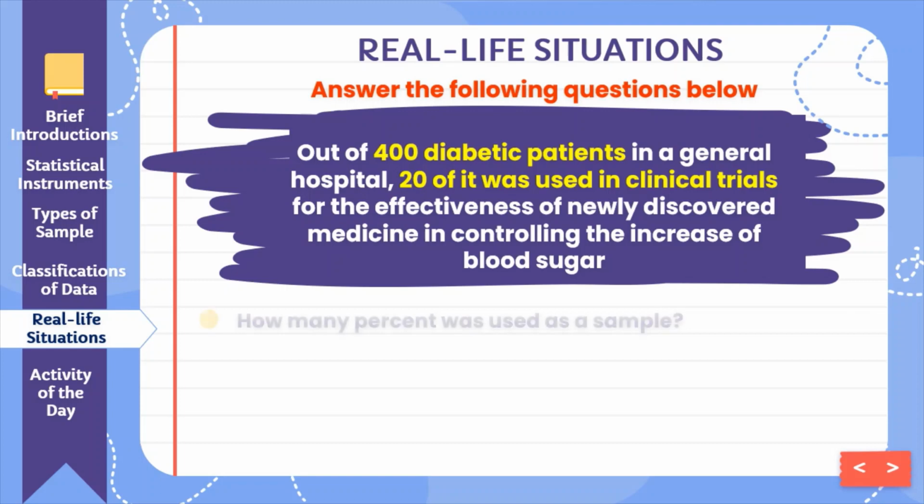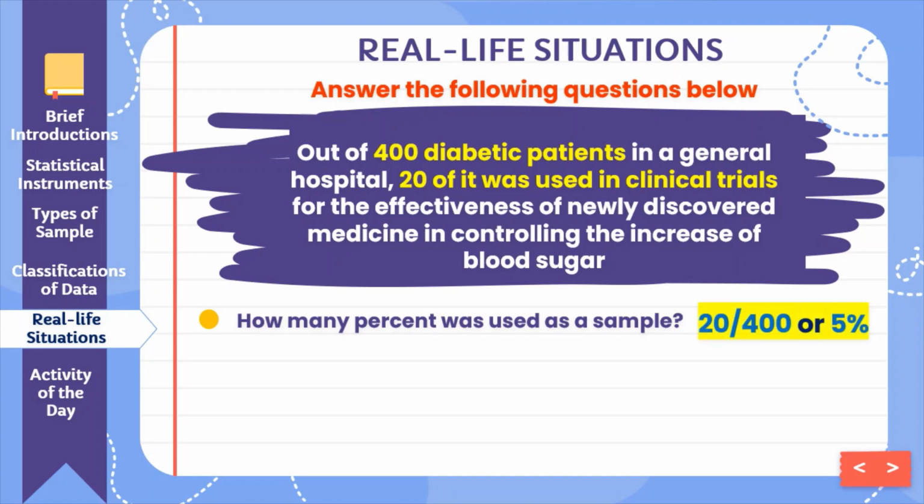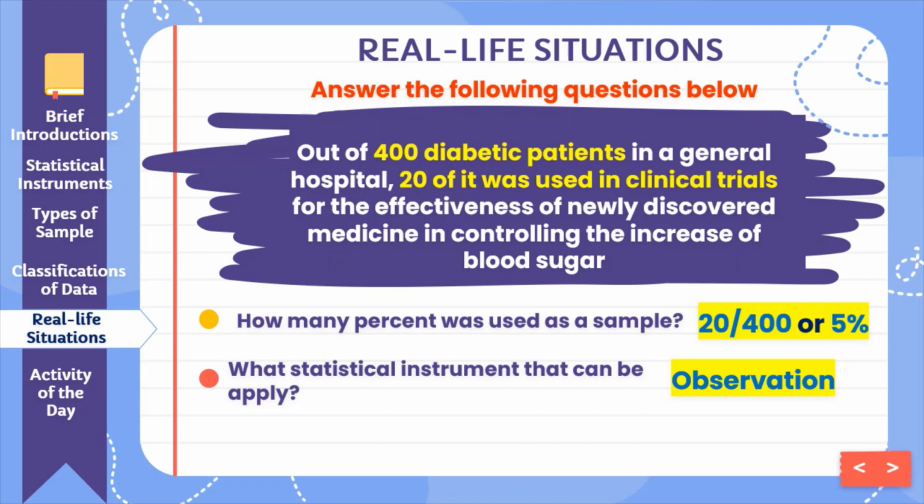So, how many percent was used as a sample? Sabi nga kanina, 20 out of 400. So, 20 divided by 400, that will be 5%. So, 5% ng diabetic patient in general hospital, yun yung ginawang sample. So, yung population natin is 400 diabetic patients. And then, yung 20, that is the sample. Okay, yan yung una natin diniscuss. And then, what is statistical instrument that can be applied? So, ano ba yung pwede natin i-apply para malaman natin yung data about the effectiveness of newly discovered medicine? Observation. So, ipapatake sa kanila yung gamot and then i-observe yung blood sugar nila kung tumataas ka or bumaba.